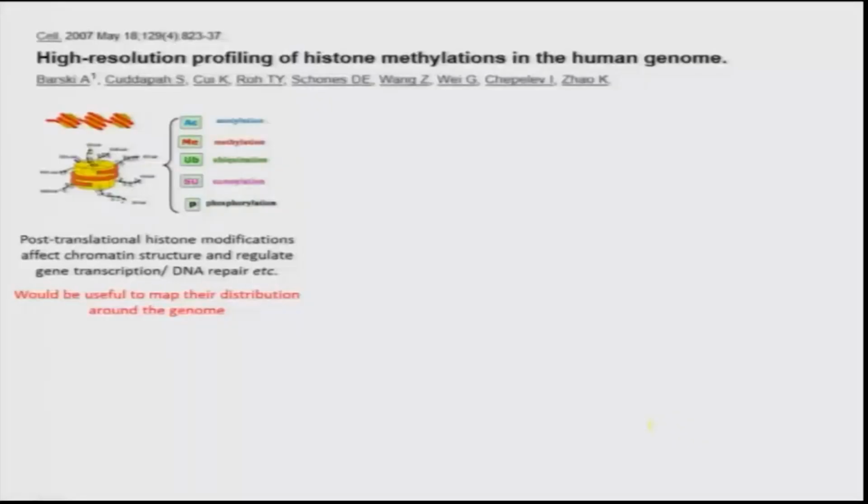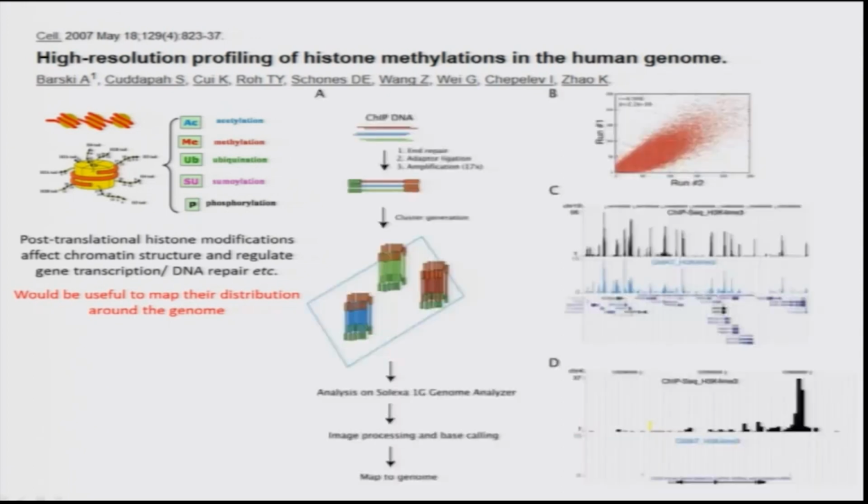So, this is the way people do it, and this is one such landmark paper where they looked at high resolution profiling of histone methylation in the human genome. They used chromatin immunoprecipitation followed by deep sequencing. Basically, they pulled down the DNA using ChIP, and then they did NGS. You have small fragments derived from the ChIP DNA, you add the adapters, you pass them through the fluidic device, and then you make clones, these clusters, several copies of it, and then go through the sequencer to get the data.